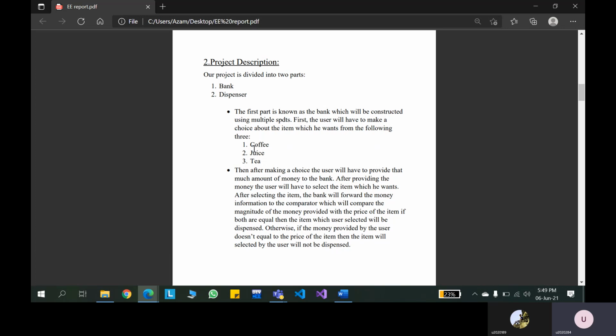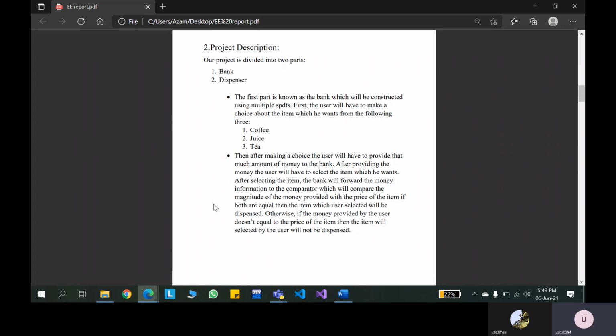He has to select either coffee or juice or tea. Then after making a choice, the user will provide that much amount of money, and the money will be forwarded to the bank where the comparators will be used to compare the cost of the item and the money provided by the user. If they are equal, the item will be dispensed; otherwise it will not be dispensed if they are not equal.